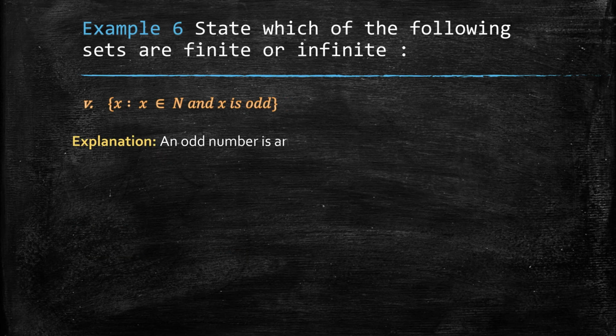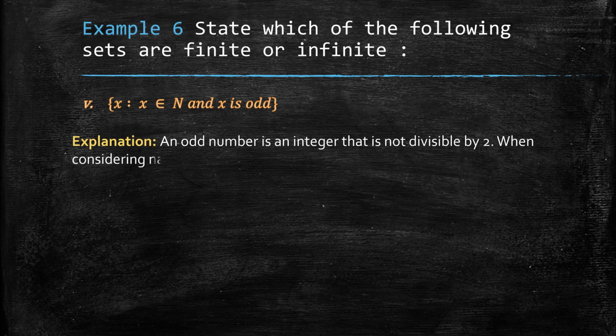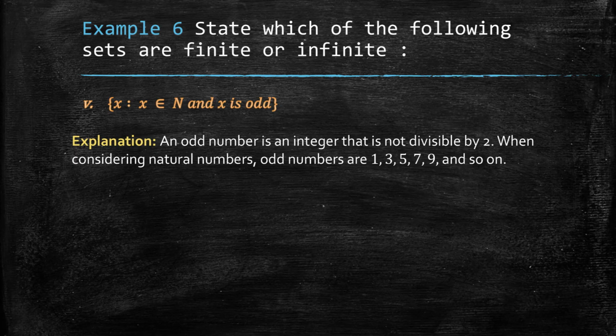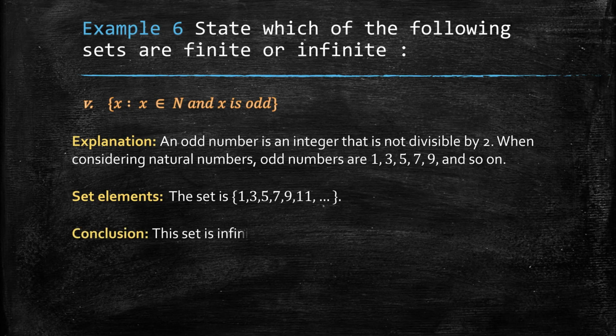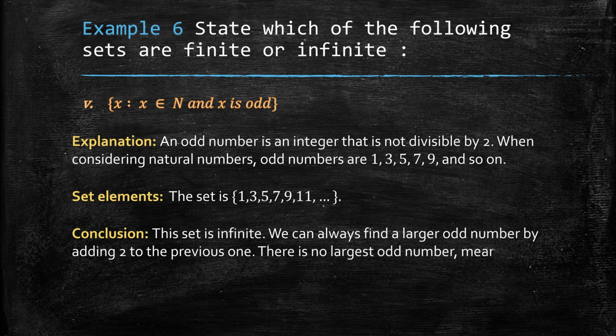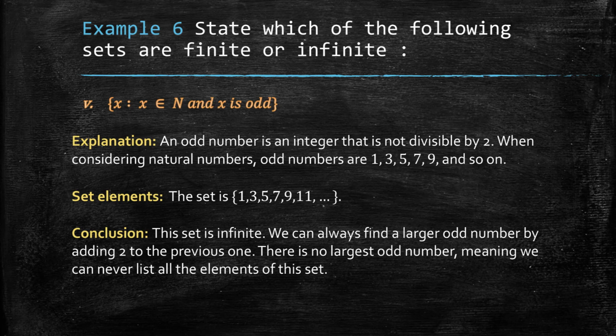An odd number is an integer that is not divisible by 2. When considering natural numbers, odd numbers are 1, 3, 5, 7, 9, and so on. The set is 1, 3, 5, 7, 9, 11. Conclusion: this set is infinite. We can always find a larger odd number by adding 2 to the previous one. There is no largest odd number, meaning we can never list all the elements of this set.